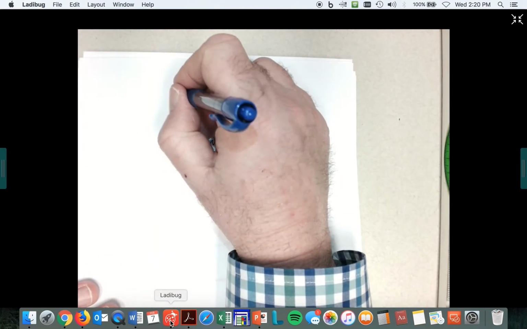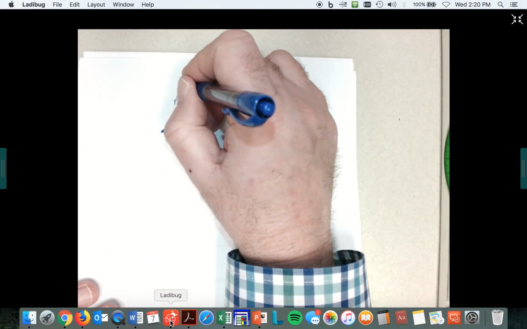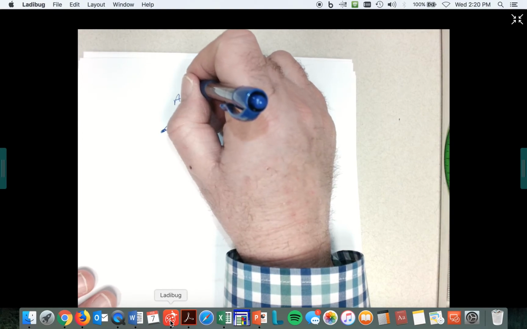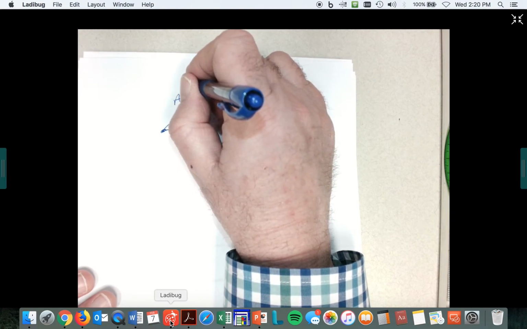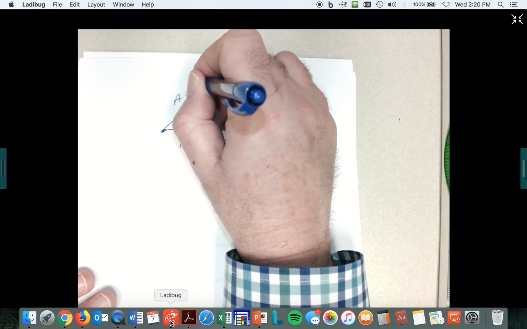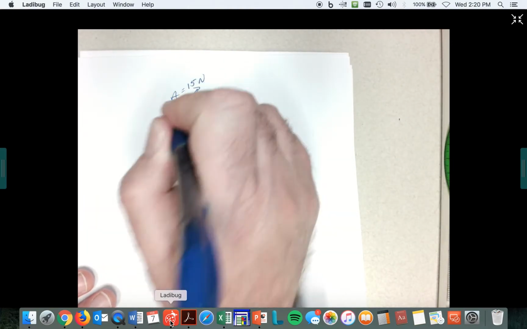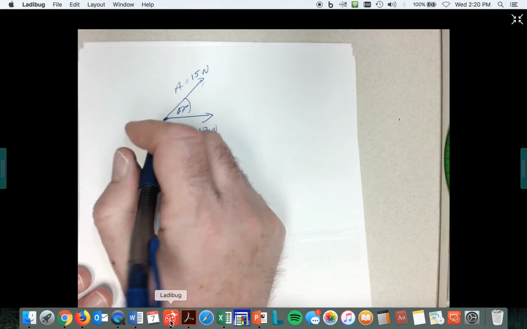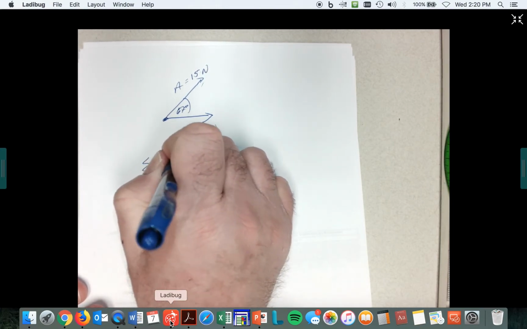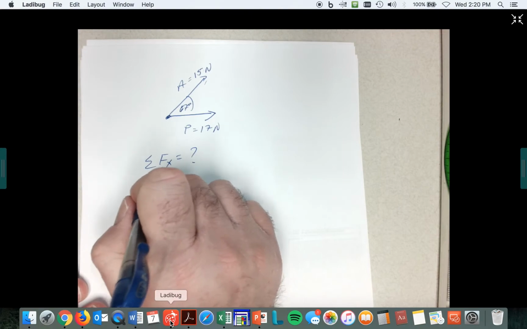okay, with the current, I guess, carrying him along at an angle like this, the current at 15 newtons, okay? But this is at 67 degrees. So, what's the sum of the forces in the x direction? What's the sum of the forces in the y direction?